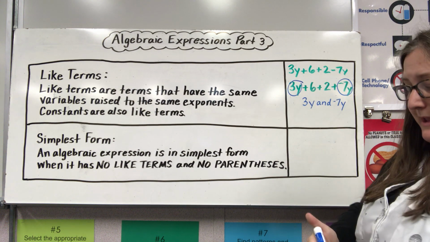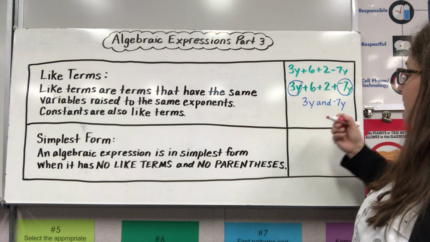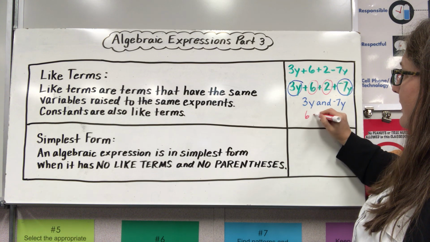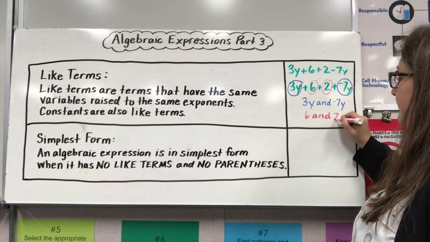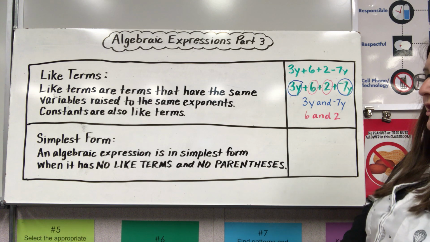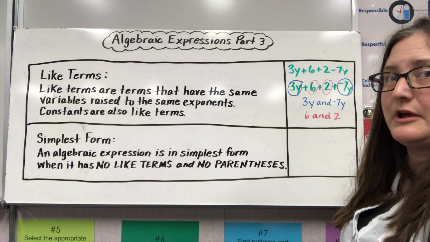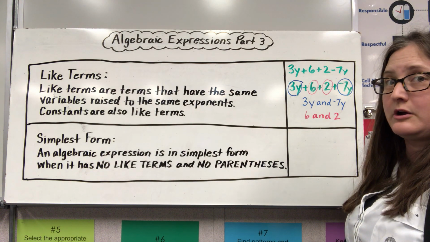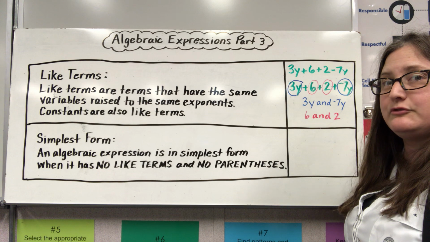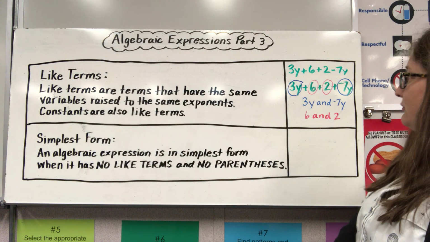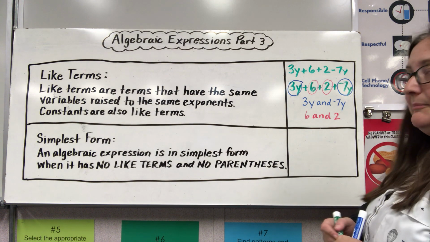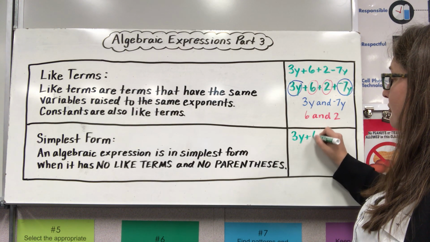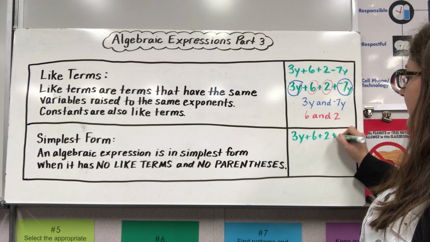I also have a pair of constants. 6 and 2 are both constants, so they also represent a pair of like terms. When we're trying to put any algebraic expression in simplest form, the rules are it's in simplest form when we no longer have any like terms and we have no parentheses in our problem. So currently, this problem is not in simplest form because there are some like terms in this algebraic expression.